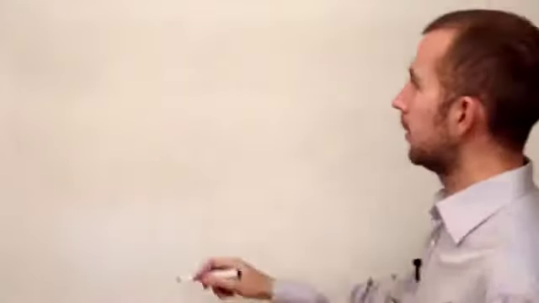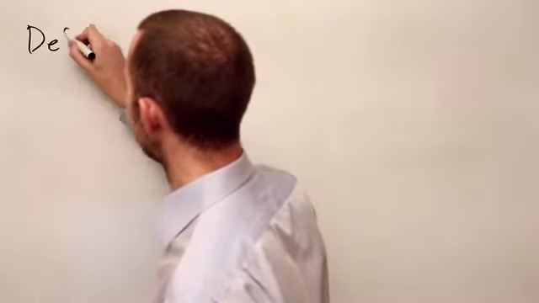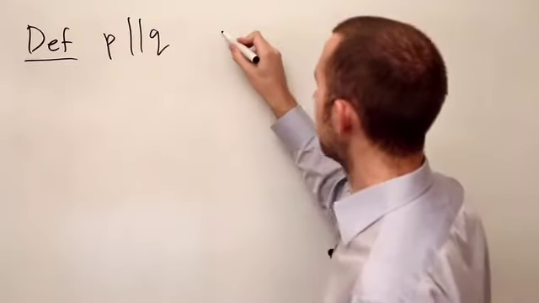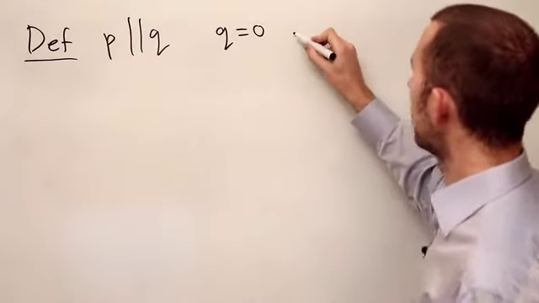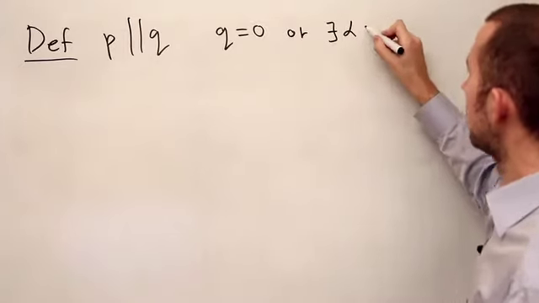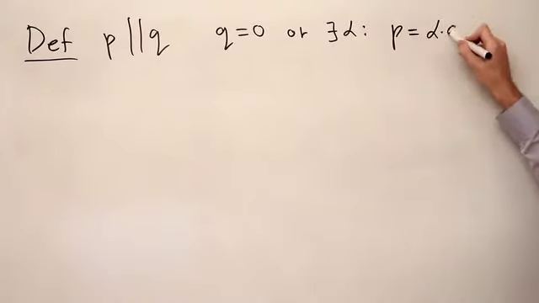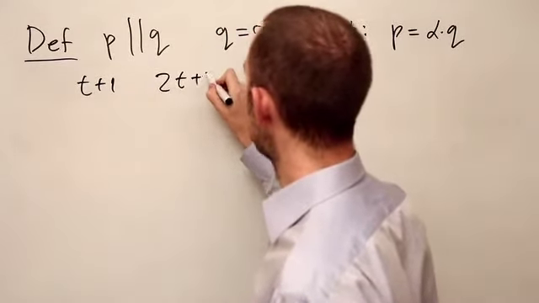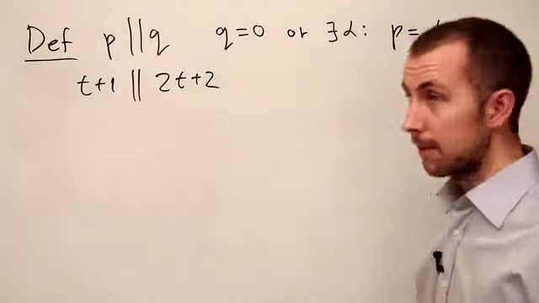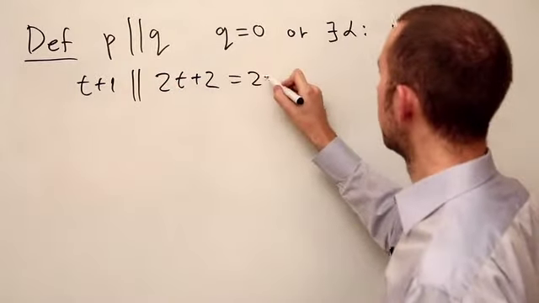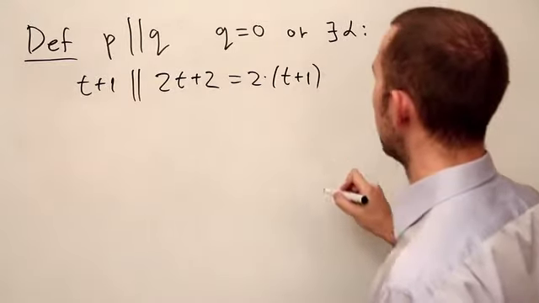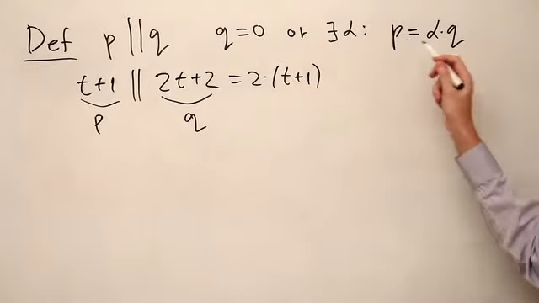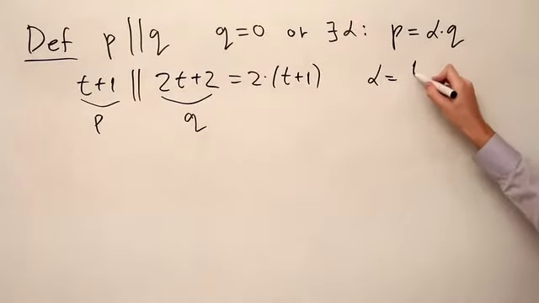For example, let us give a definition of parallel polynomials. We say that polynomials p and q are parallel if q is 0 or there exists a number alpha such that p equals alpha times q. For example, polynomials t plus 1 and 2t plus 2 are parallel. Indeed, I can write this polynomial as 2 times (t plus 1), and so if this is p and this is q, then this definition holds if I take alpha equal to 1/2.